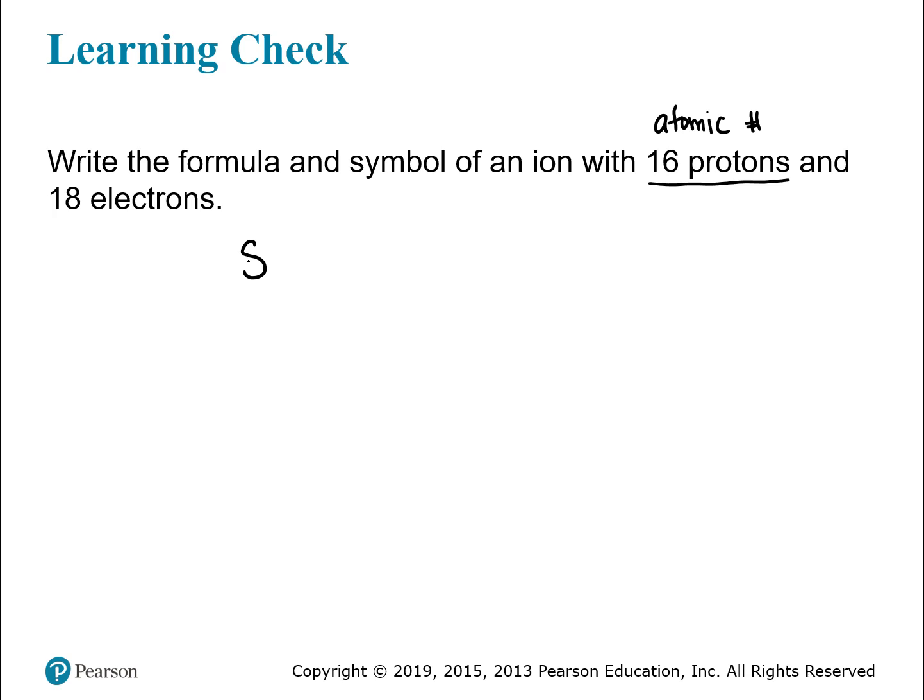Now we're told that it's got 18 electrons. If we have 16 protons and 18 electrons, that means that we've got a negative ion, because we've got more electrons than we do protons. And the difference between these two is 2. So S2- is going to be the symbol for this ion.